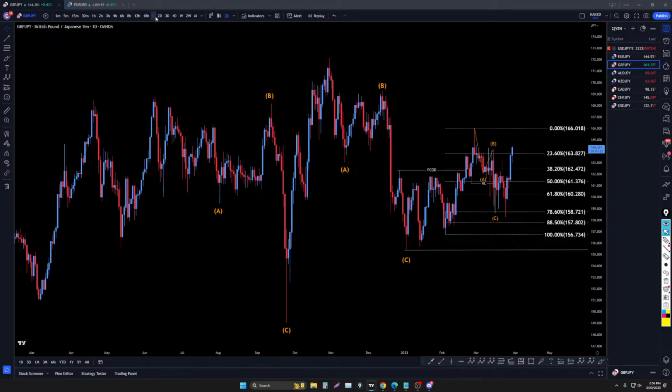So let's see, what else do we have for yen pairs to look at? We got the euro yen, the Canadian yen, and the Kiwi yen are the other two that were requested.